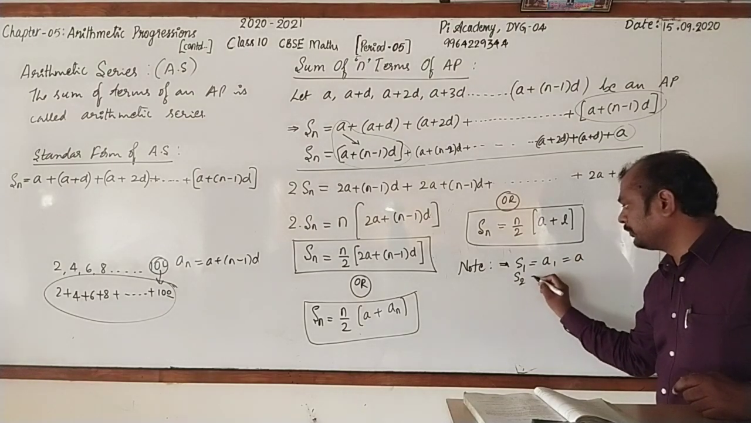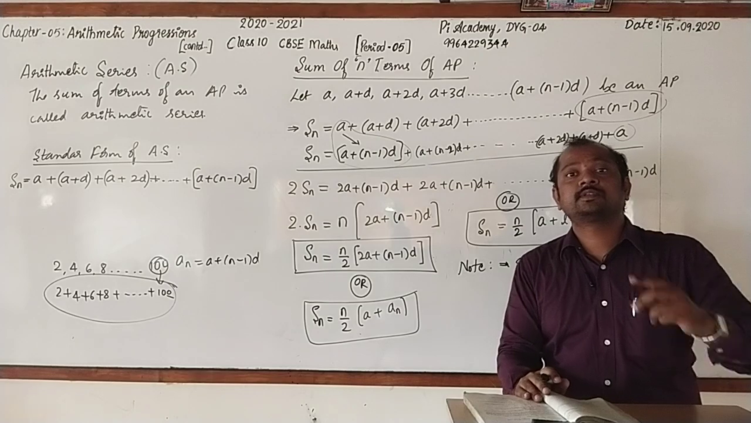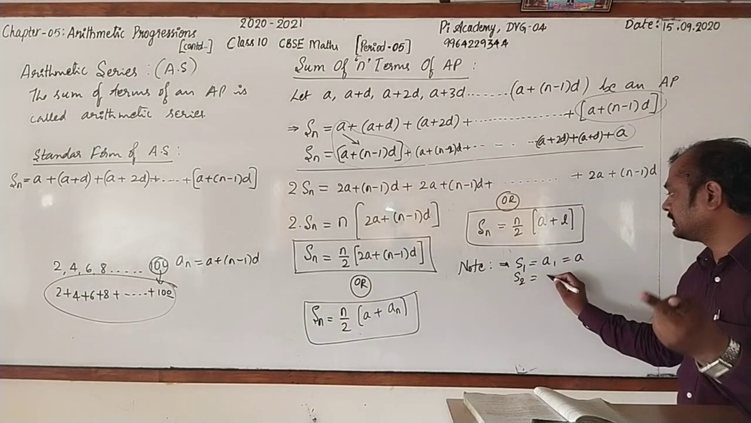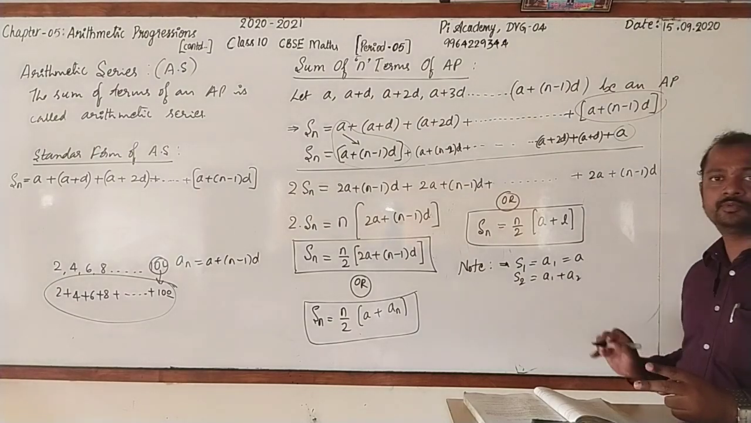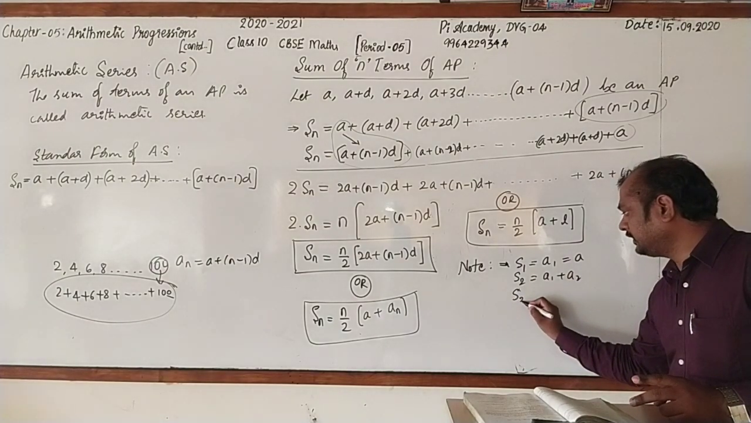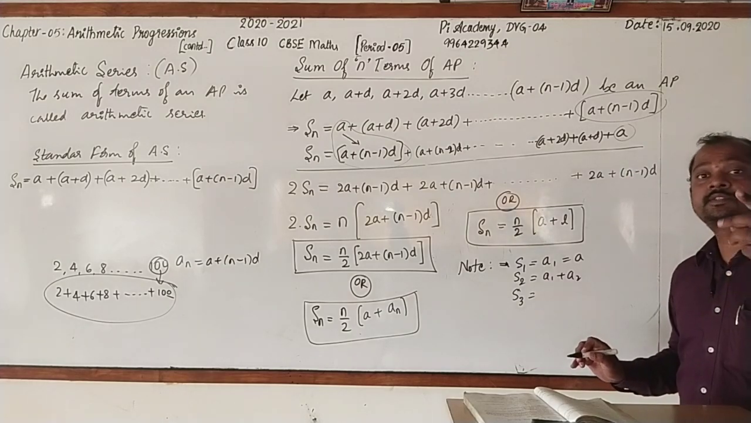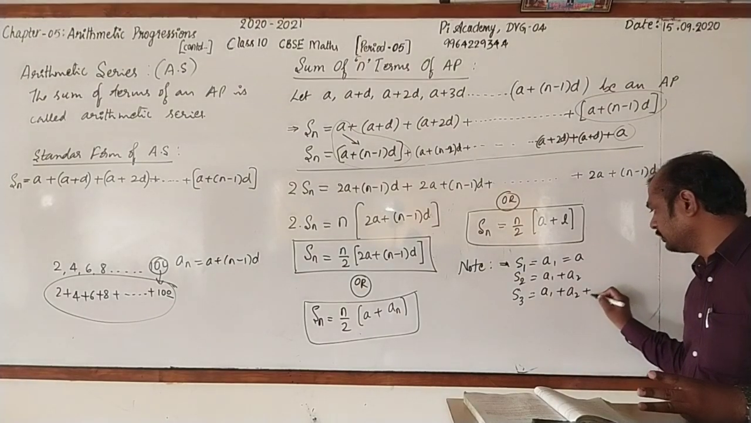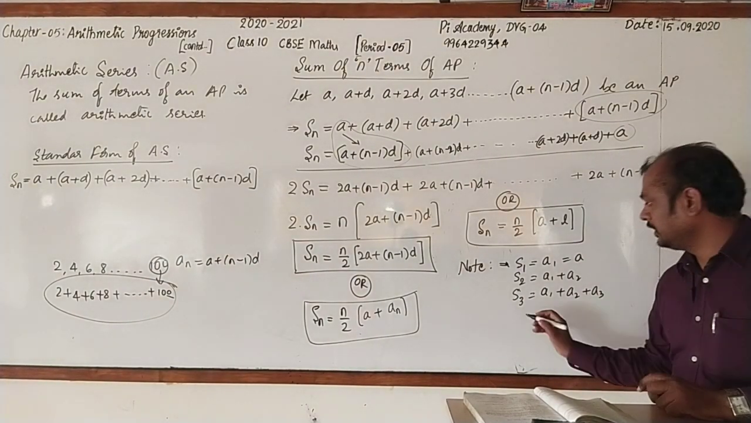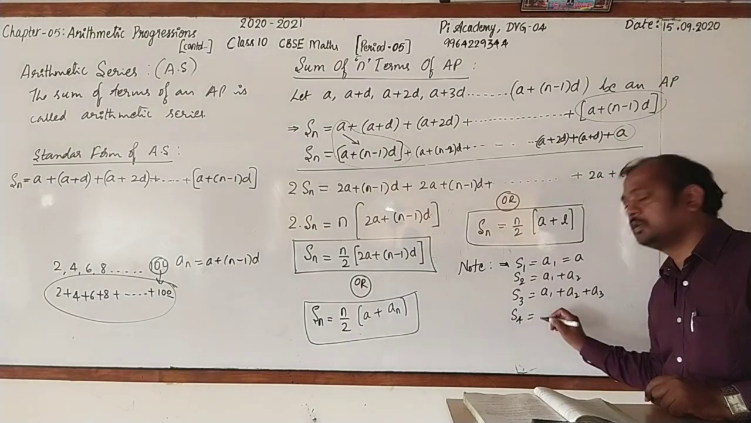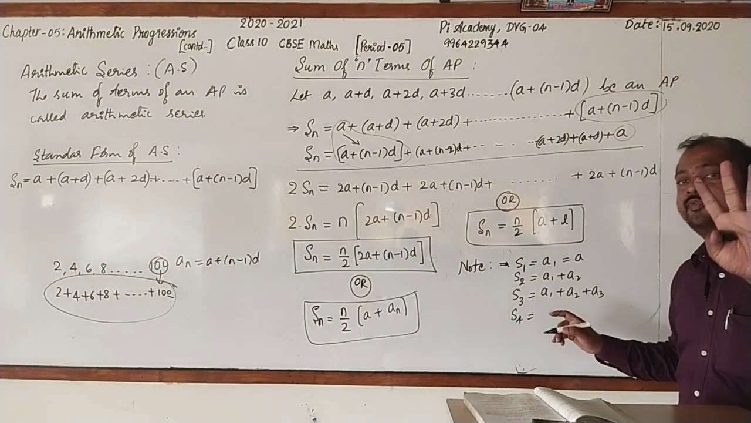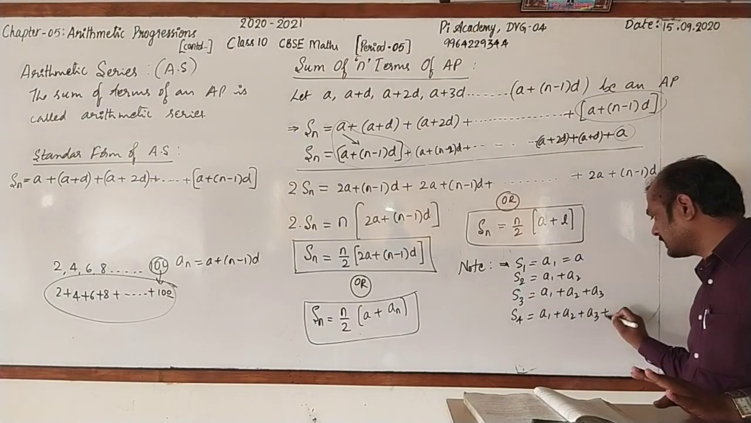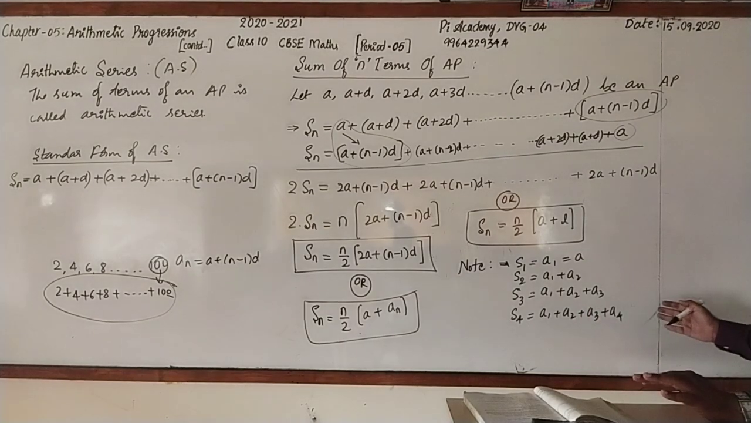If it is S2, meaning of S2, the sum of 2 terms. Sum of first 2 terms. That means a1 plus a2. If I write S3, it is the sum of first 3 terms. That is a1 plus a2 plus a3. If I write S4, sum of first 4 terms. This is a1 plus a2 plus a3 plus a4. Hope that you have understood.